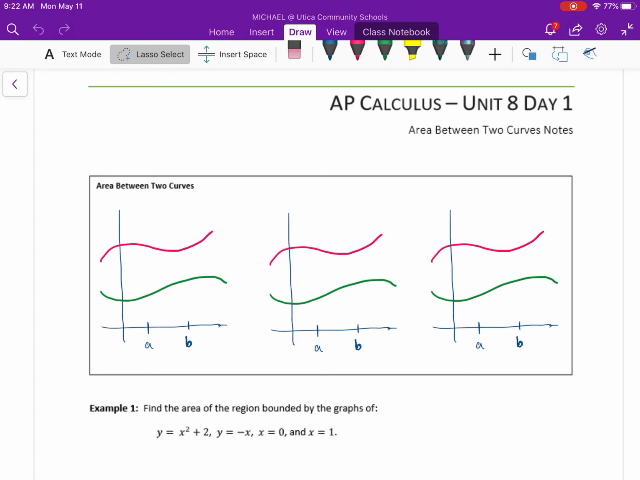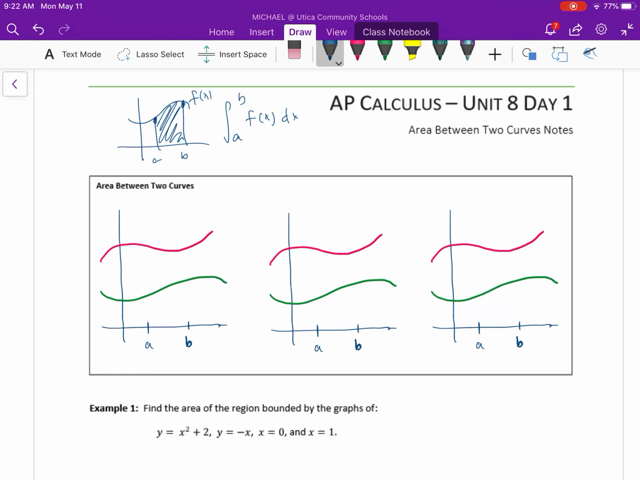And as you can see, day one is on the area between two curves. So we all know, just as an example, that the area underneath the curve is found by the integral from a to b of whatever that function is. And that would tell me the area under that curve.